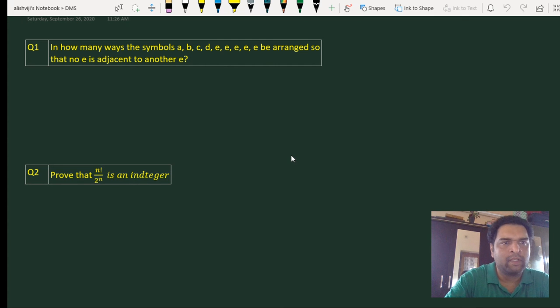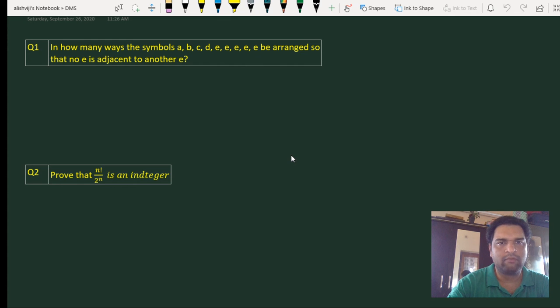Hi, good morning. Today we are going through some problems which can be addressed using either permutations or combinations. So we start with a simple counting problem. Question one: in how many ways can the symbols A, B, C, D, E, E, E, E, E be arranged so that no E is adjacent to another E?